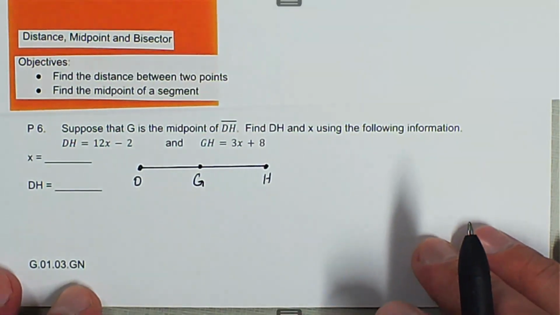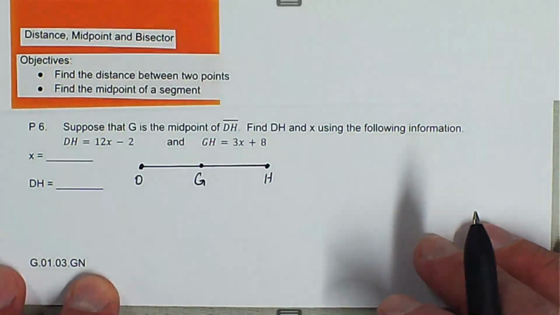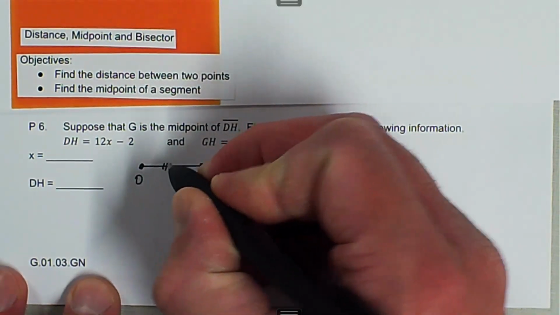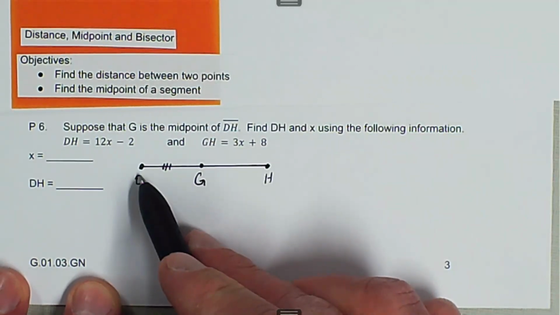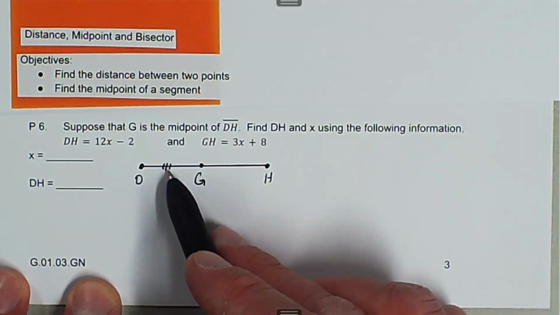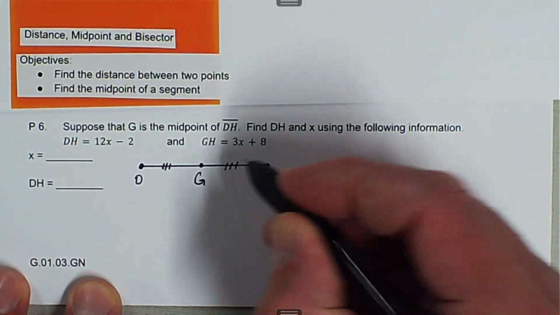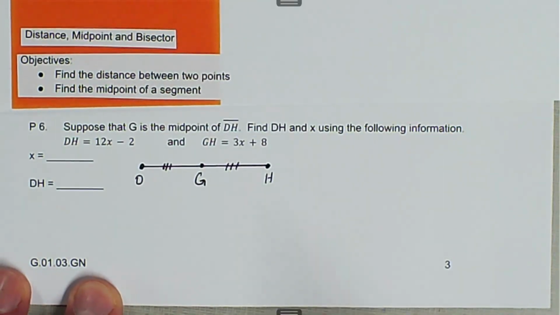Now, because I know that that's the midpoint, I want to add some information on the drawing. So I'm going to put 3 congruent marks on DG. And because I put 3 congruent marks on DG, I have to put 3 congruent marks on GH. That shows that those two lengths are equal.